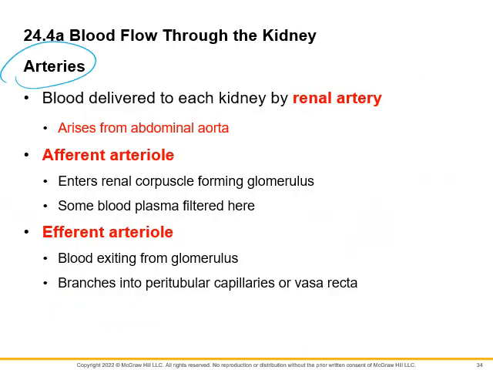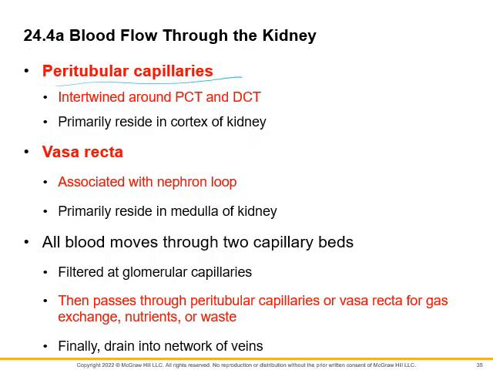So we'll now look at the arteries just so we can see kind of this pathway. The renal artery comes off of the abdominal aorta. The renal artery is going to differentiate into the afferent arteriole that leads to that renal corpuscle. And then we're going to see the efferent arteriole is what exits the glomerulus. We're going to see capillaries wrapped around the PCT and the DCT, peri around the tubes. Vasorecta means straight, right? These are going to be associated with the nephron loop.